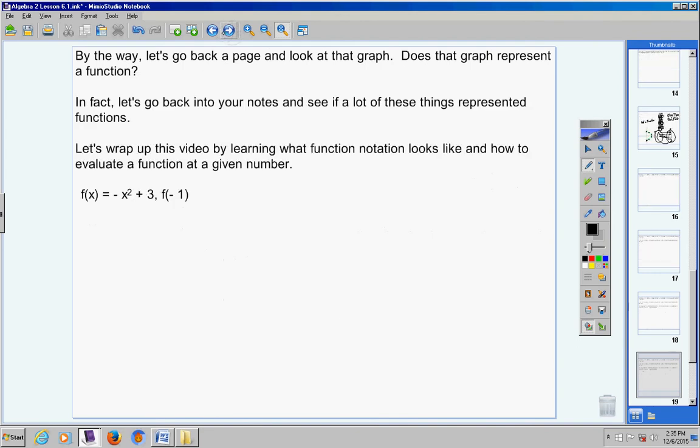Alright, now, let's continue on. Let's wrap this video up by learning what function notation looks like and how to evaluate a function at a given number. I'm going to give you 3 numbers, or 3 problems. Please take really good notes.